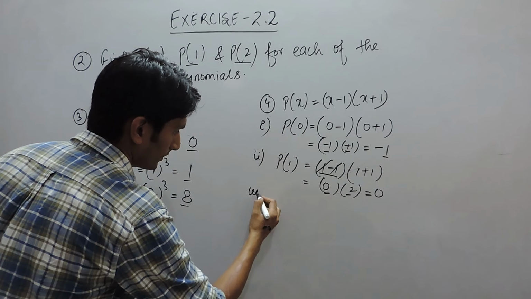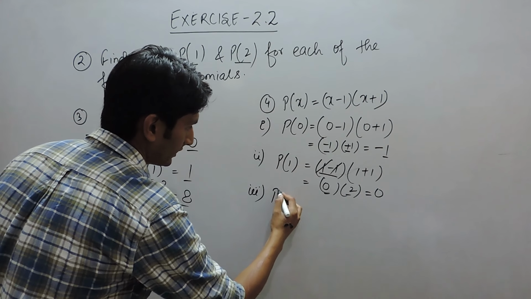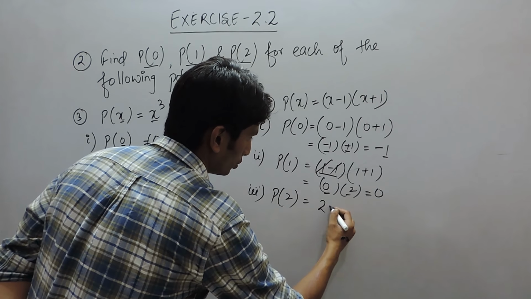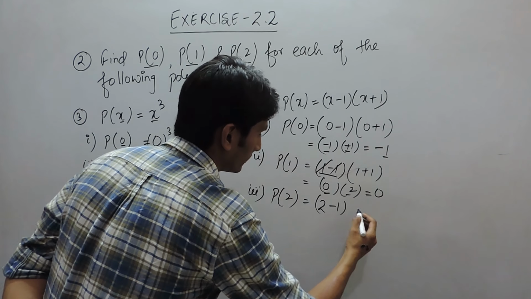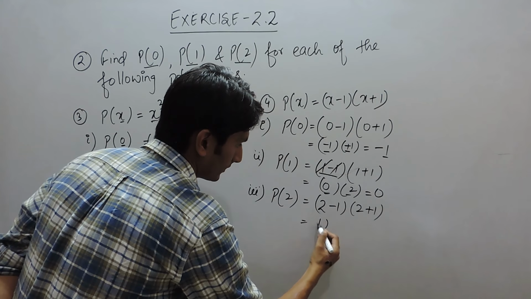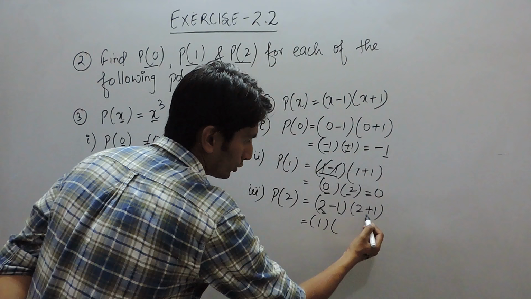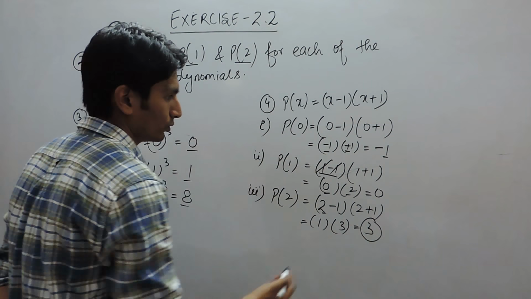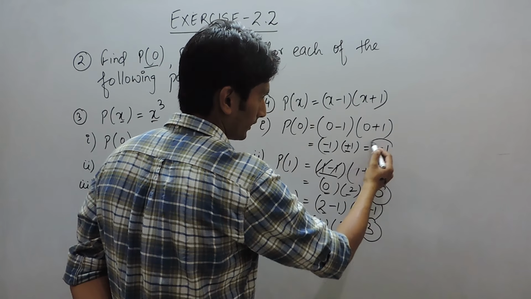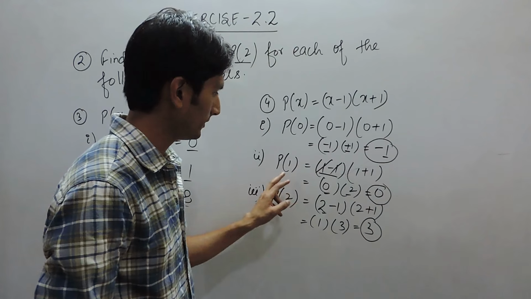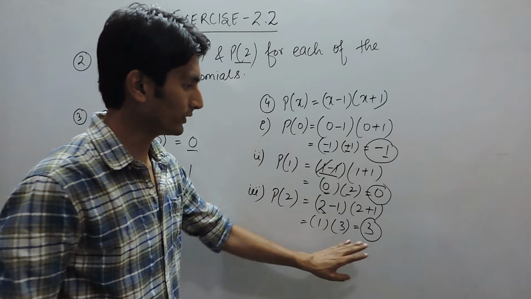In the third part, you have to find the value of P2. So the value of x is 2, so it is 2 minus 1 and 2 plus 1. So this is 1 because 2 minus 1 is 1, and 2 plus 1 is 3. So the value must be 3. So in this case, the value of P0 is minus 1, P1 is 0 and P2 is 3.